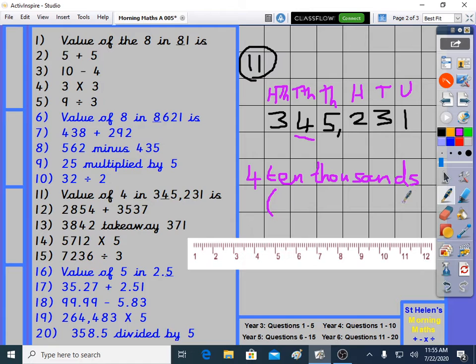4 10,000s. This is the tricky bit, perhaps. How do we write it in digits? Well, you get the 4. Everything after it would change to a 0. And that will show you how many zeros you need. And it's actually 40,000. I remember this question very clearly from year 5 tests, identifying this 10,000s column.